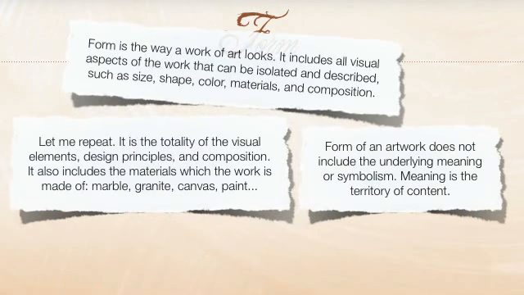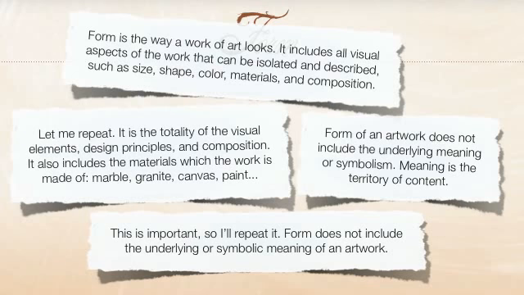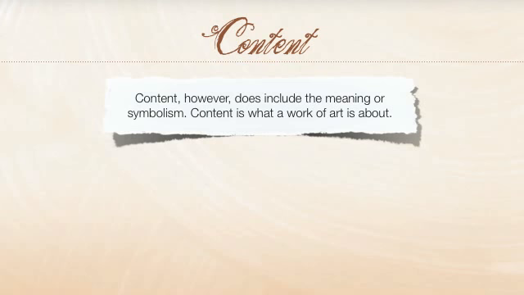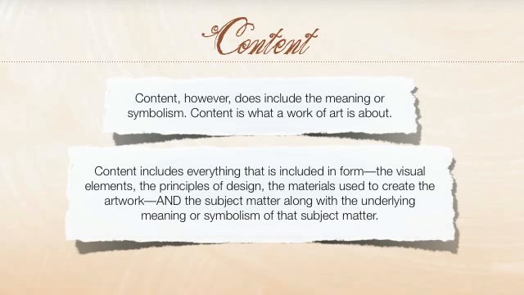Form of an artwork does not include the underlying meaning or symbolism. Meaning is the territory of content. This is important, so I'll repeat it. Form does not include the underlying or symbolic meaning of an artwork. Content, however, does include the meaning or symbolism. Content is what a work of art is about. Content includes everything that is included in form: the visual elements, the principles of design, the material used to create the work, and the subject matter, along with the underlying meaning or symbolism of that subject matter.